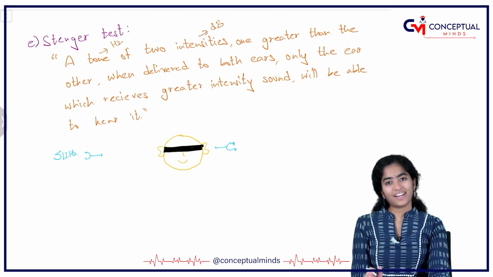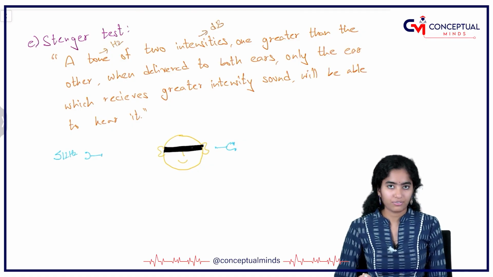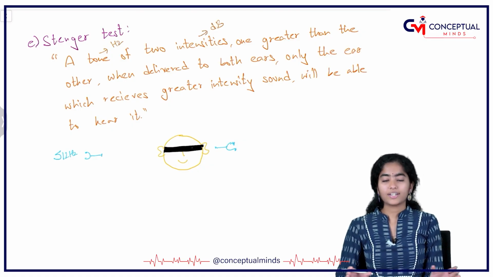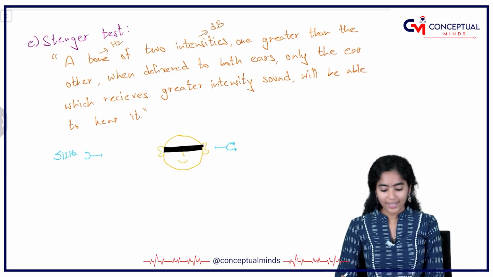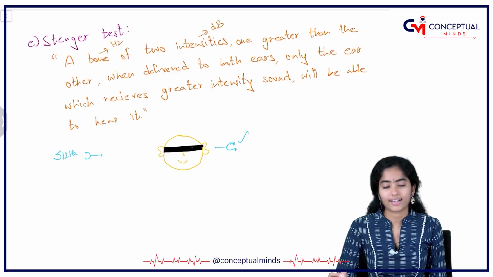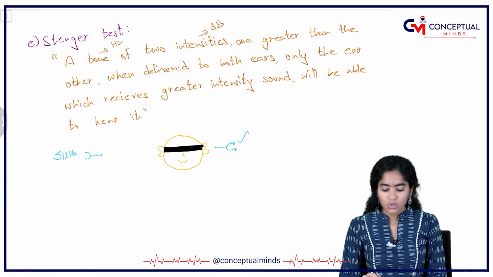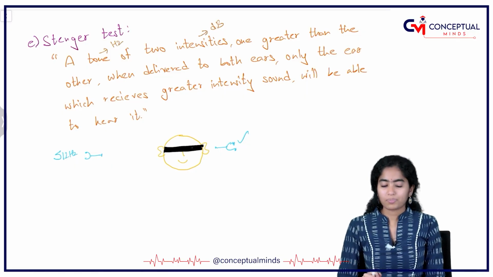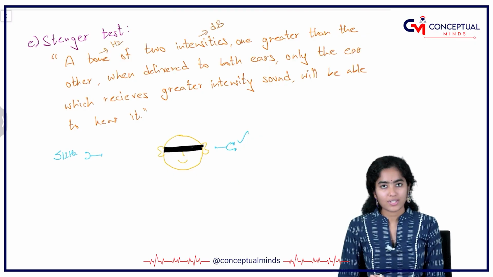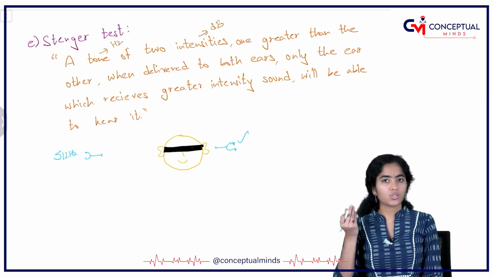Now, what will happen according to the principle of Stenger? You put identical frequency tuning forks at different distances to alter the intensity of sound. The intensity of sound is greater on the side where the tuning fork is closer to the ear. So, when you ask the patient which side are you able to hear, according to the principle of Stenger, what will the patient say? I am able to hear on the side the tuning fork is closer to his ear.